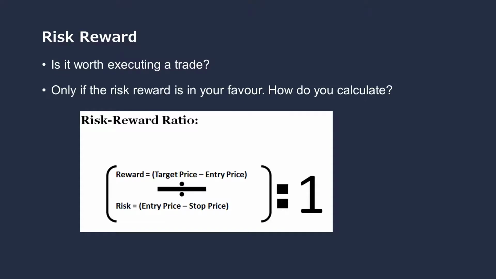So let's touch on whether a trade is worth doing or not, and we term that risk reward. It's how much you're going to put up, how much you can afford to lose, against the potential target of the trade. It's a simple ratio calculation that you can see there. The reward is the target price minus the entry price, and the risk is the entry price minus the stop price.